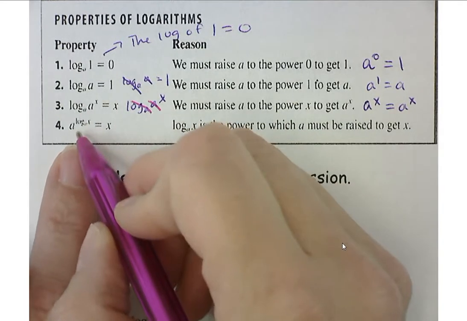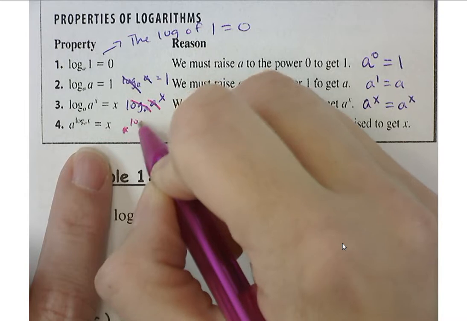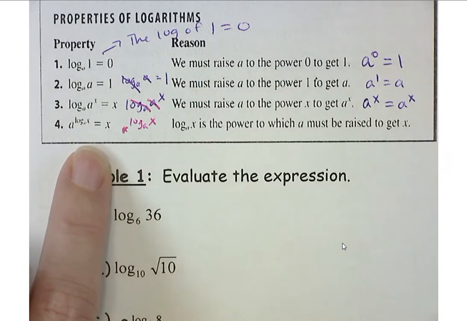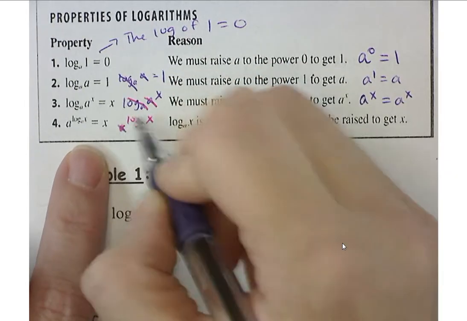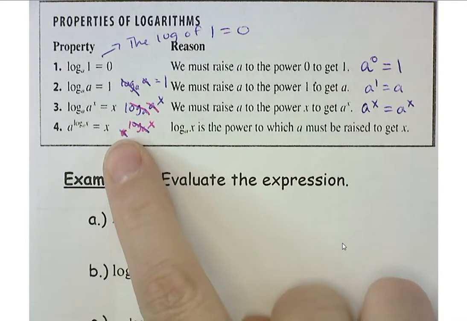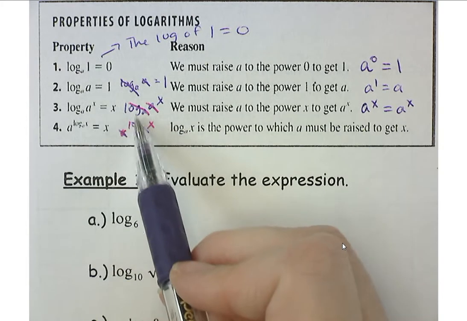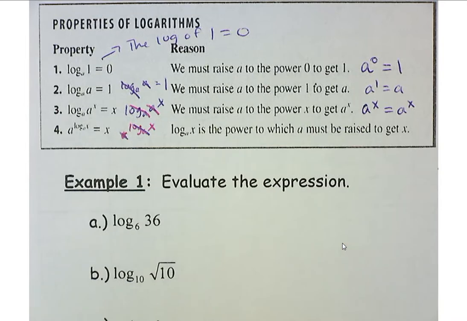With this, if you have a to the power of log base a of x, just like they canceled out here, they're going to cancel out. So even if the exponential function has the log in its exponent, it still cancels out. It doesn't just have to be the log first.